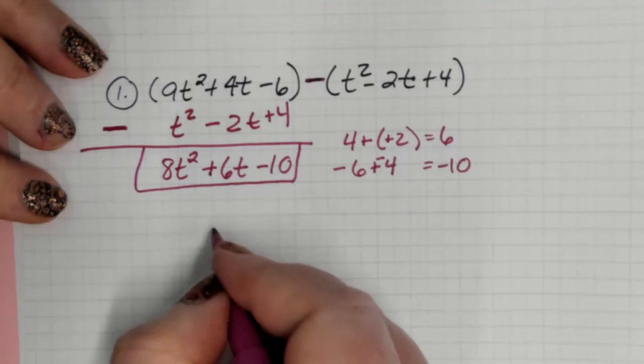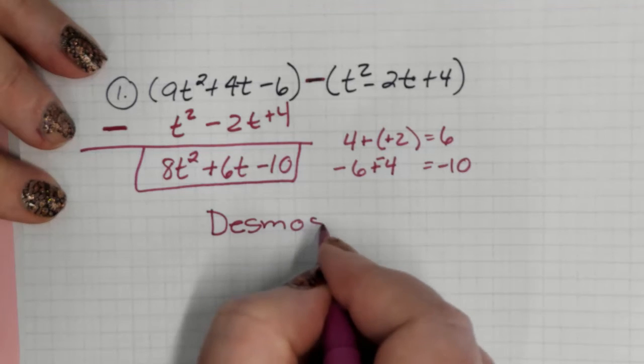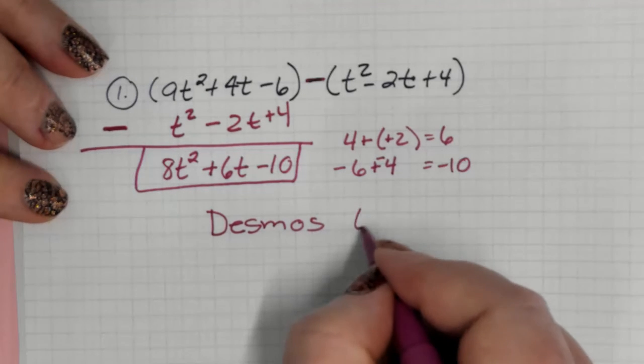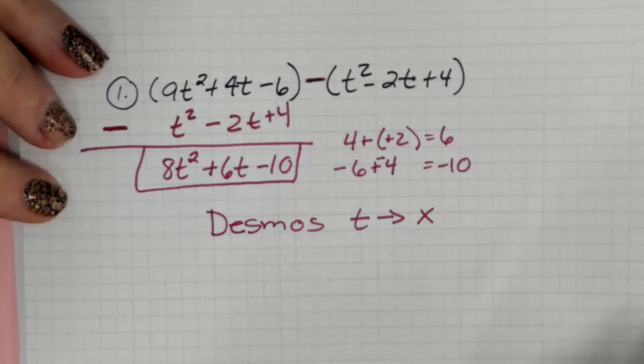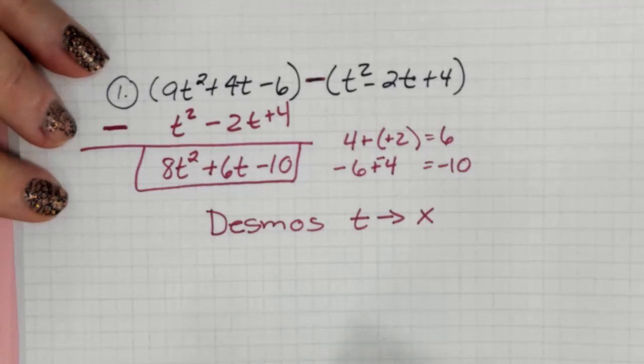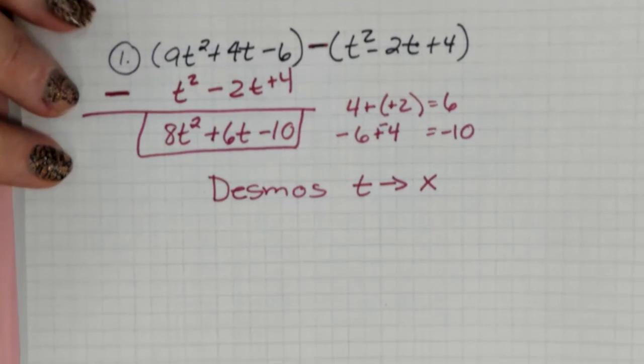This one you would be able to check in Desmos. It's Desmodable. You would need to change your t to an x. Enter it exactly as you see it, including all parentheses, and then enter your answer choices exactly as you see it. I'm going to go ahead and do number 2 on the same video.